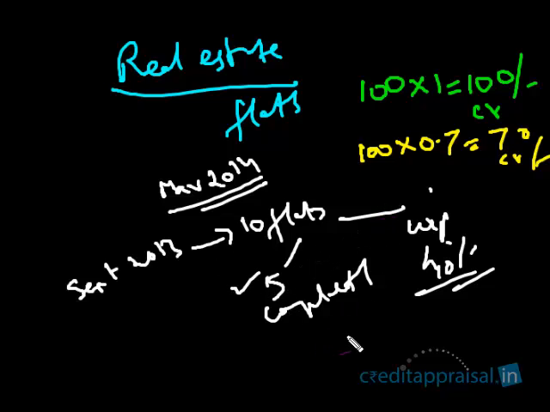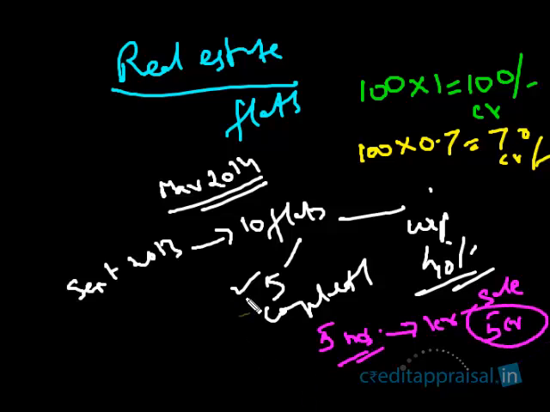Now we are in March 2014, and by March 2014, 5 customers have paid 1 crore. Since 5 flats are already completed, I was able to find 5 customers and sell these 5 flats, and they paid the 1 crore and are ready to occupy. So my sale for the year 2013-14 will be 5 crores, right?